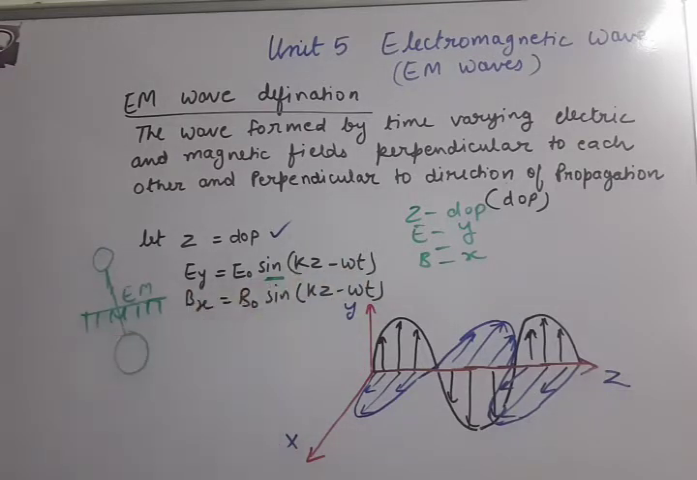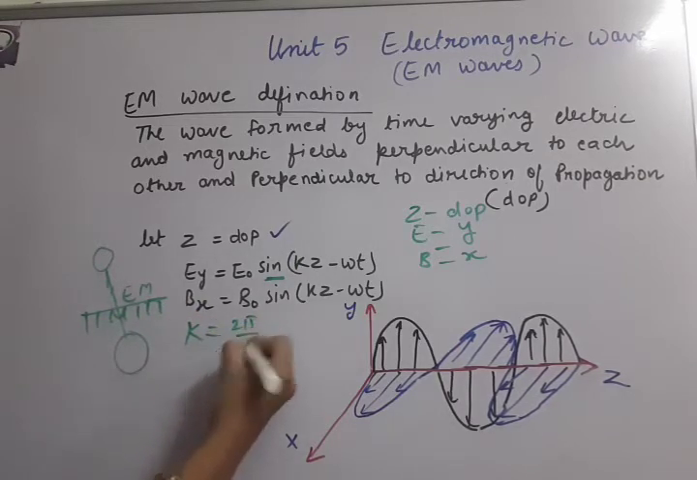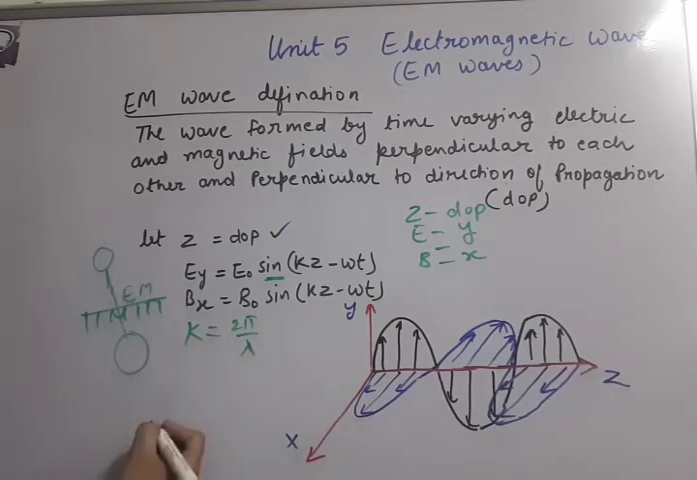What is the meaning of k? K means 2 pi by lambda. We can call it the wave number.